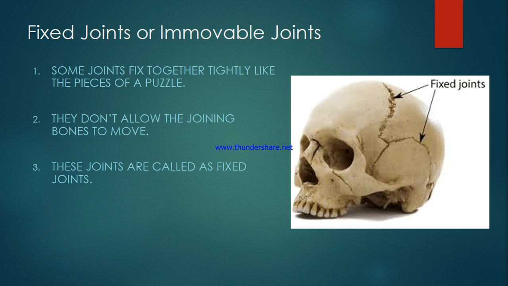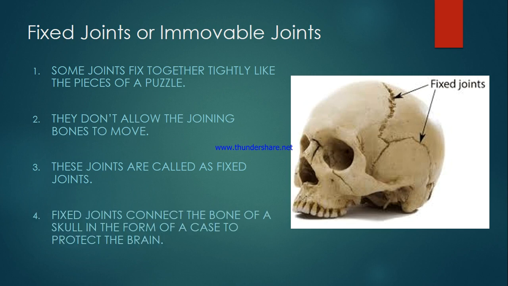These joints are called fixed joints, and you can observe it in the given diagram, that is a skull, that the joints of the skull are so fixed together that they cannot move. Fixed joints connect the bones of a skull in the form of a case to protect the brain.